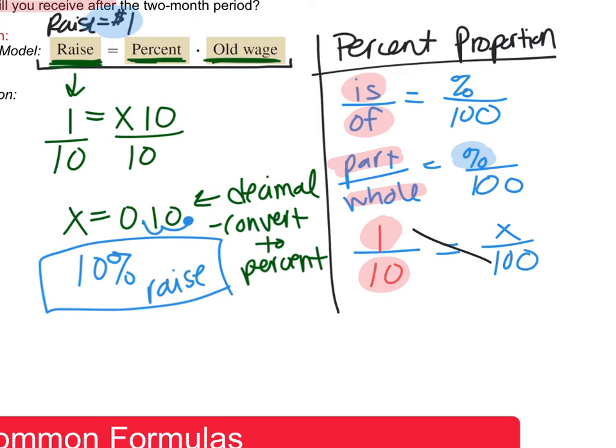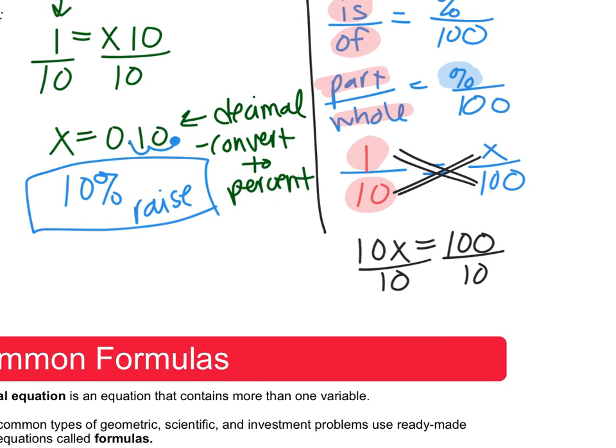So we do 1 times 100 equals 10 times x. I like to put the variable first, so I'm going to do 10 times x. So 10x equals 1 times 100, 100. Divide by 10. Now this gives you the percentage. It doesn't give you the decimal. So this is your percentage of 10%. So either way, equation or proportion, you can solve for percents.